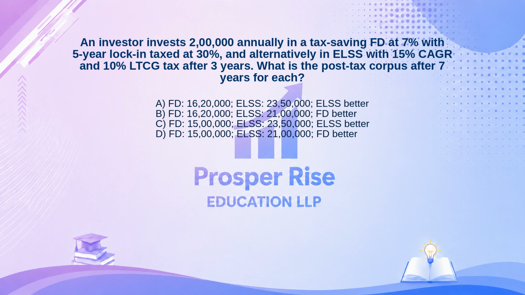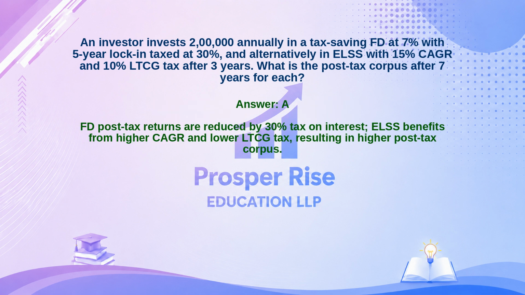The correct answer is option A. Let's see why. FD post-tax returns are reduced by 30% tax on interest. ELSS benefits from higher CAGR and lower LTCG tax, resulting in higher post-tax corpus.